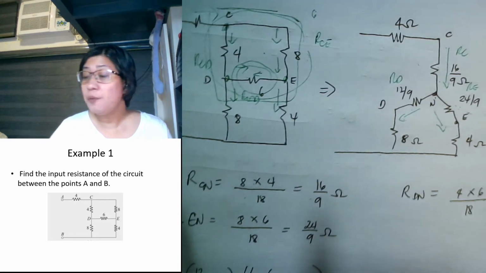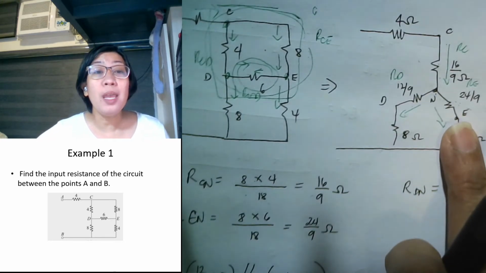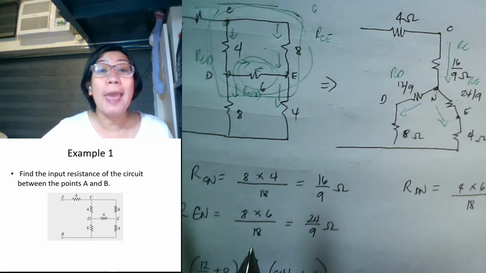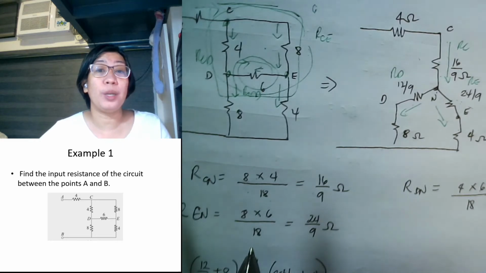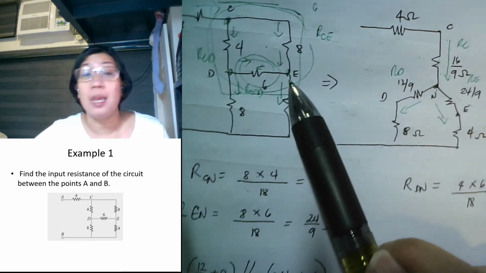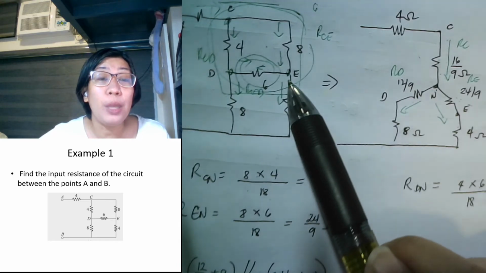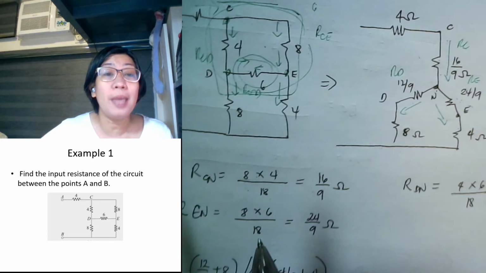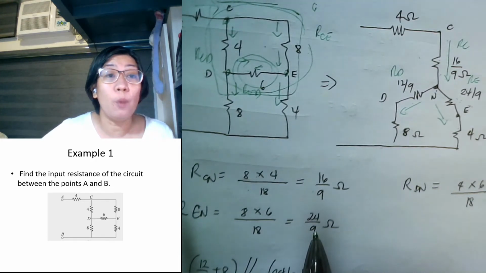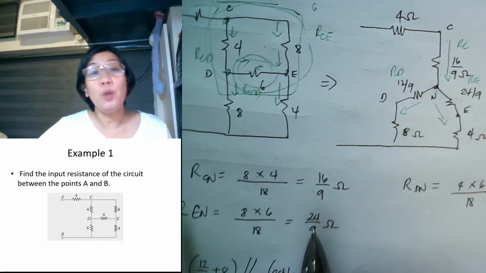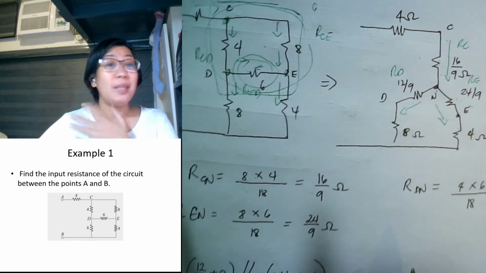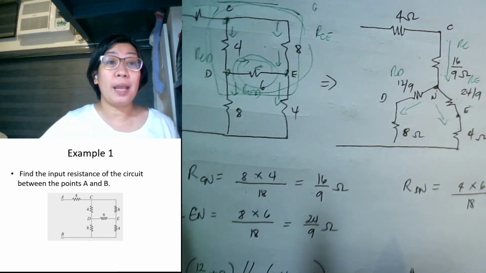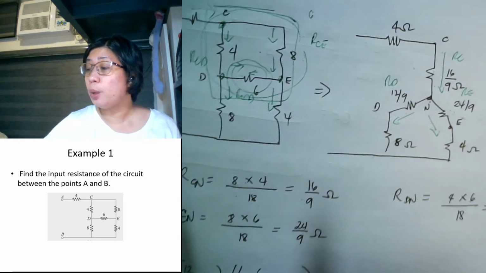Okay? How about the value of your RE here? So your RE here is the same. So the denominator is just the sum of the 3. So it is 18. And the 2 resistors that are connected at point E. So what are the 2 resistors that are connected at point E? So it is 8 and 6. So we have here 8 times 6 divided by 18. That will give you 24 all over 9. Okay? So you may do this in fractions or you may do this in decimal, no problem. Okay? As long as you round it off correctly.